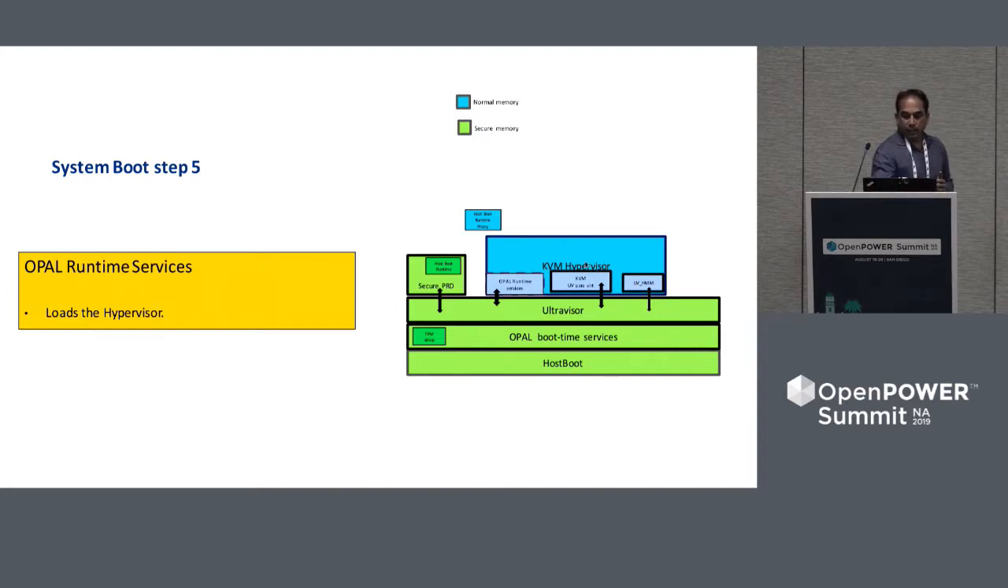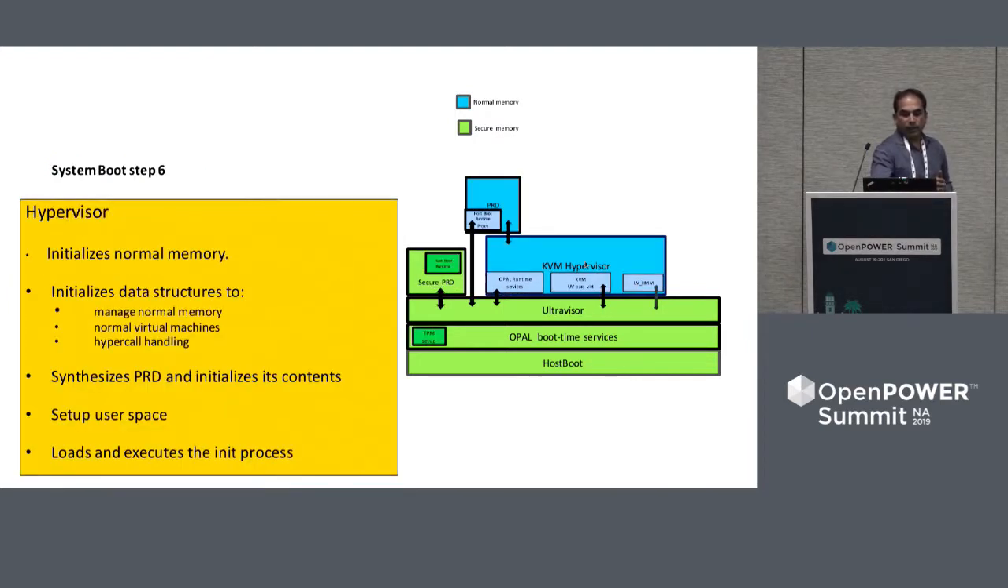So the hypervisor has booted, and then the hypervisor does its normal job, which is initializes its normal memory, it initializes data structures, it basically manages all the normal memory because it continues to be responsible for normal memory. And then it synthesizes a PRD and runs the host boot runtime proxy in that PRD, sets up the user space, and loads and executes the init process. So at this point in time, our hypervisor is entirely booted. A user space is running in the hypervisor.